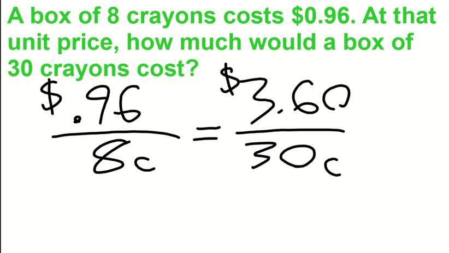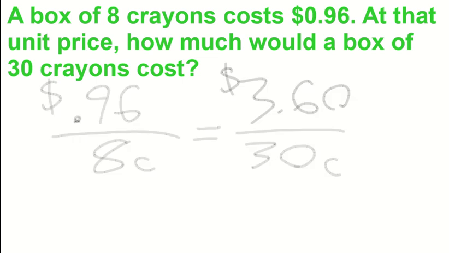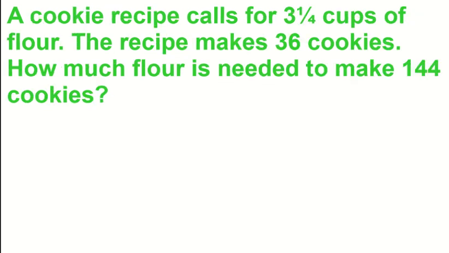I mean, you could also, it talks about the unit price. Unit price is the price for 1. So if you did 96 divided by 8, that would give you the price of 1 crayon. And then you multiply that by 30. But that's doing basically the same exact math that we're doing here. Let's see how much flour we need for 144 cookies.